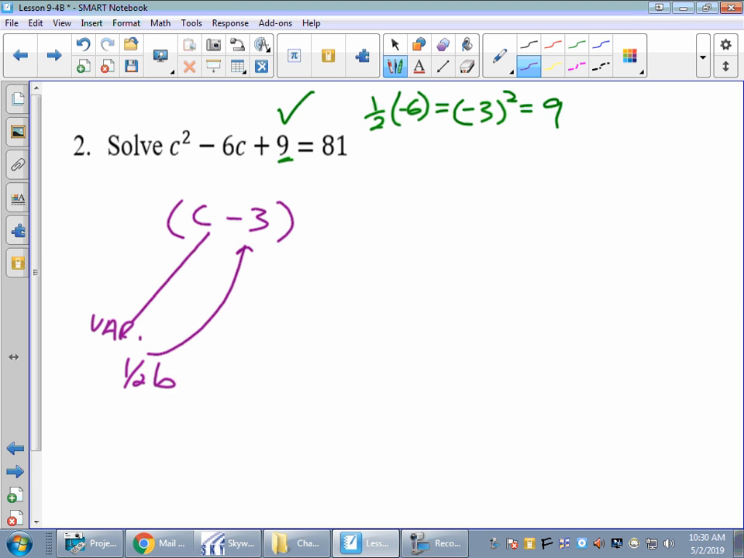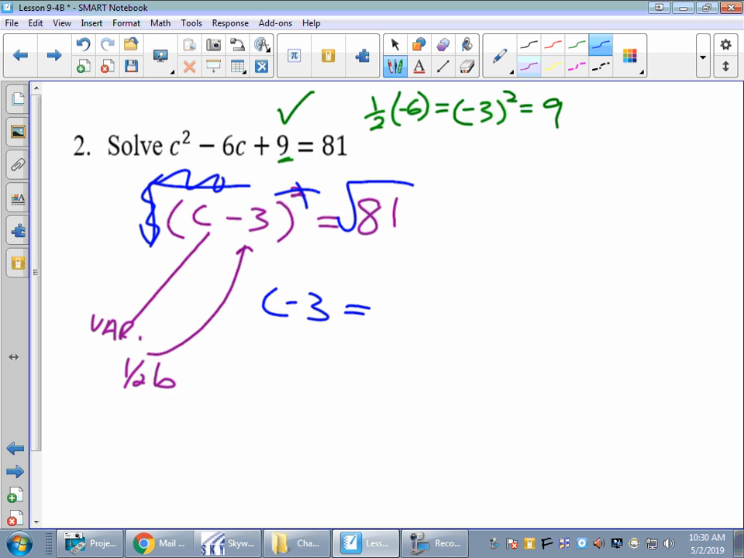So (c - 3), I'm going to square that, and that equals 81. The square root property is all ready to go now. So I take the square root of both sides. When I do that on the left side, it's going to undo the square. So I'm going to have c - 3 equals the square root of 81.